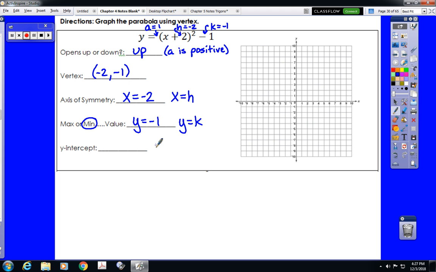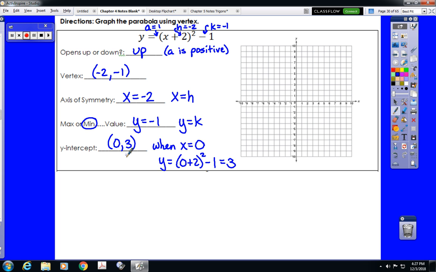The y-intercept is the hard part. It is when x equals 0. So we have to plug that into the actual equation. Y equals 0 plus 2 quantity squared minus 1, which would be 3. Because this would be 2 squared, which is 4, minus 1 is 3. So the y-intercept is the point 0, 3.